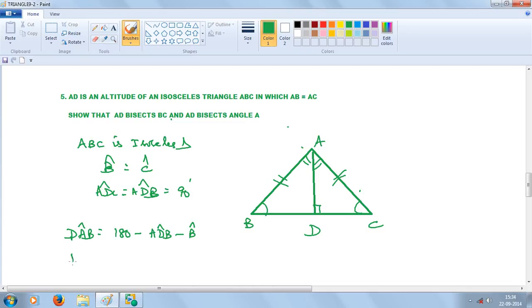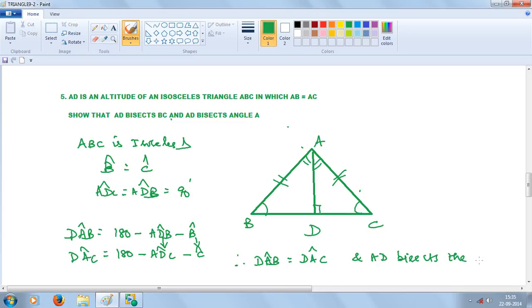What about DAC? DAC is equal to 180 minus ADC minus angle C. See, these B and C are equal, ADB is equal to ADC, 90. Therefore, angle DAB is equal to angle DAC, and AD bisects the angle A.